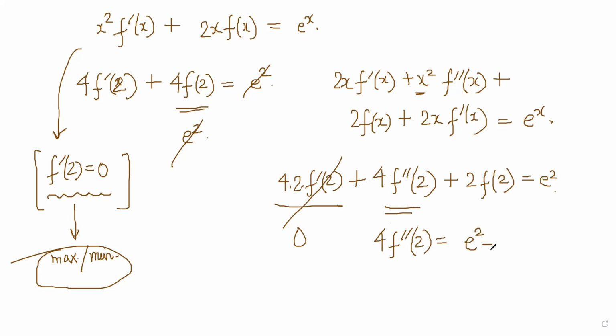2f2 is how much? f2 was given, right? e square by 2. So it is becoming positive, right? f double dash 2 is coming out to be e square by 8, right?